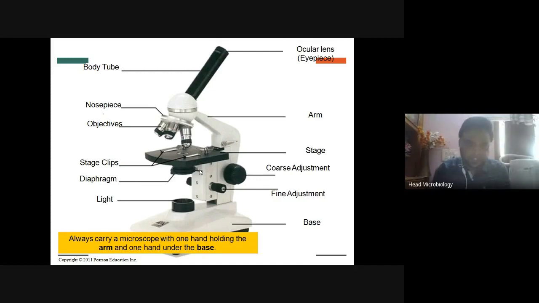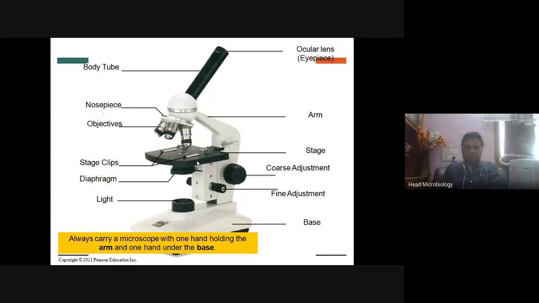The object is located on the stage, so the slide is kept over here. This is the light source, and the light passing through it is controlled by the diaphragm. If this is kept open, more light will pass. If it is closed, less light or no light will pass through it. So this is overall a bright field microscope. The bright light is passing through it. There is a hole on the stage, so that light directly comes in contact with the objects kept on the stage.